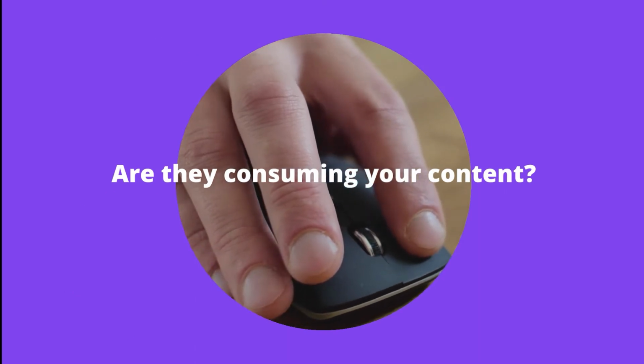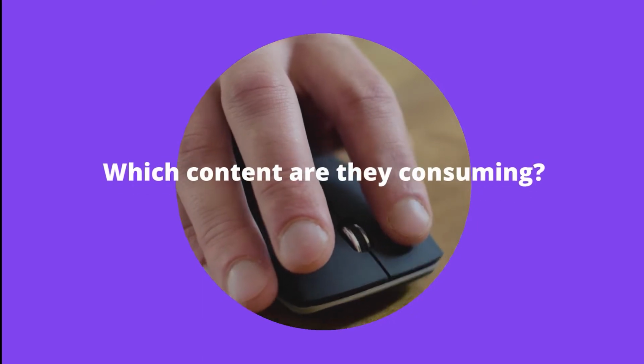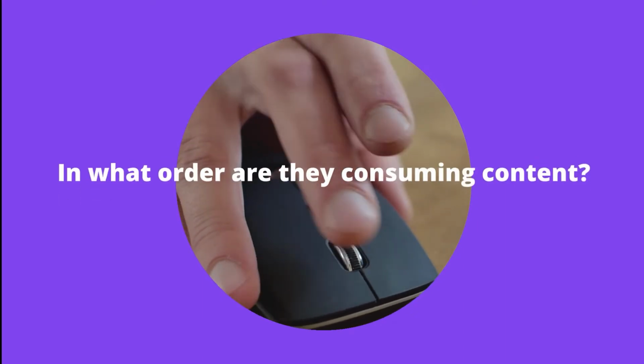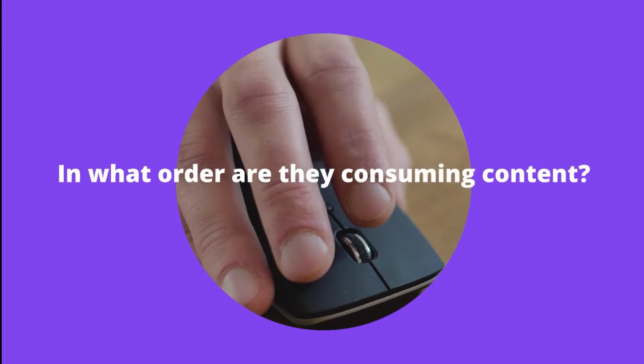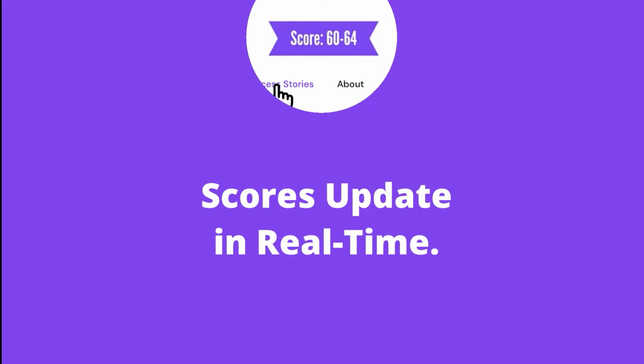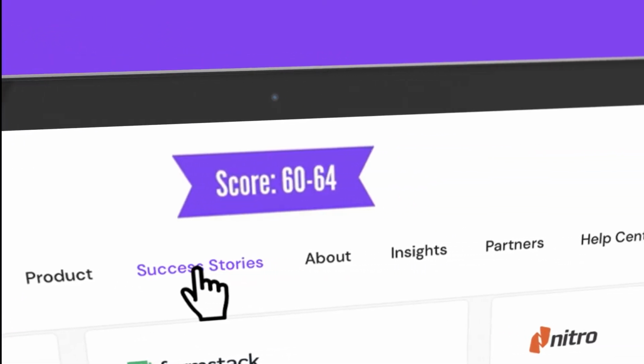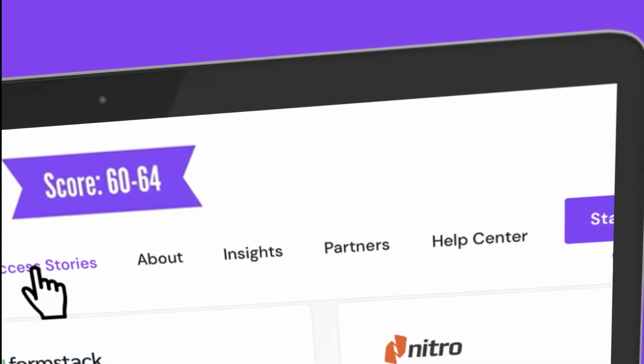For example, what kind of content are your users consuming? Are they just clicking around or do they have an actual goal? What content are they consuming? What order are they consuming it? These are all isolated questions, but together there's something else. Lift AI monitors this and assigns each visitor what's called a buyer intent score between 0 and 100, where 100 is considered an almost certain conversion.